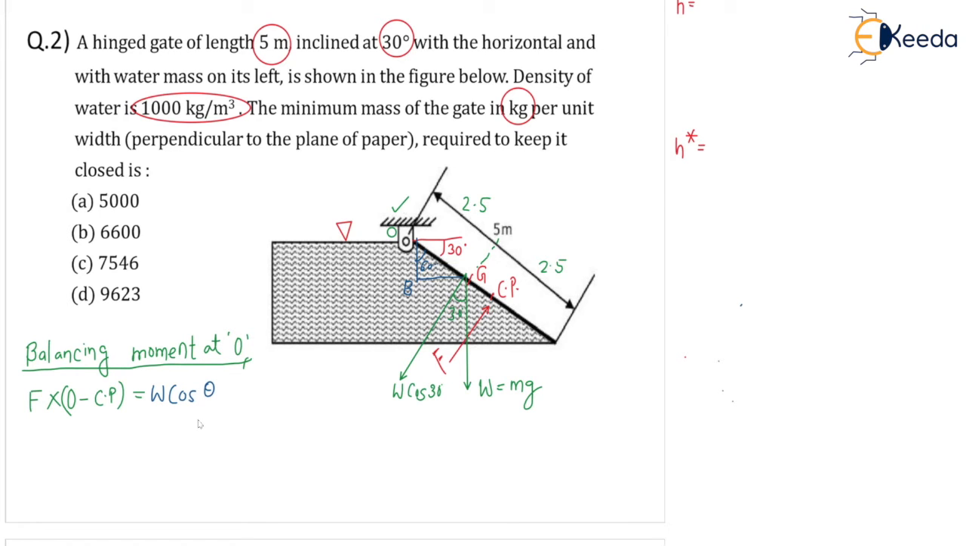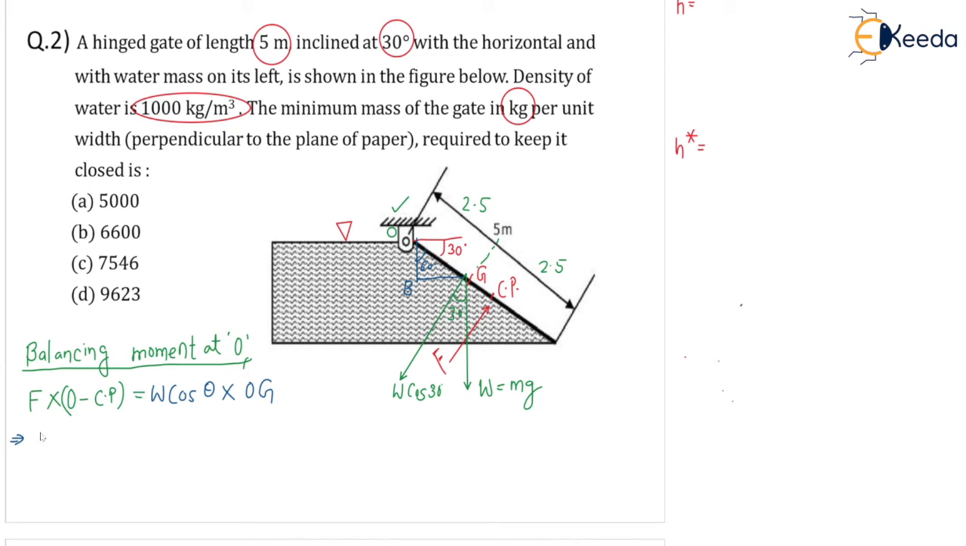Theta is 30 degrees. Given theta, W cos theta into the perpendicular distance OG. That's all. This is the final equation. The only thing is that you have to substitute the values. Correct? So now we will start.